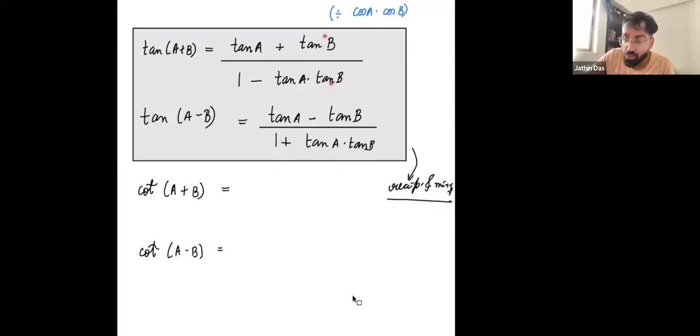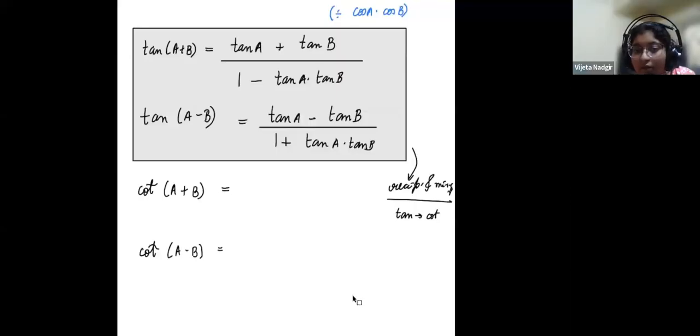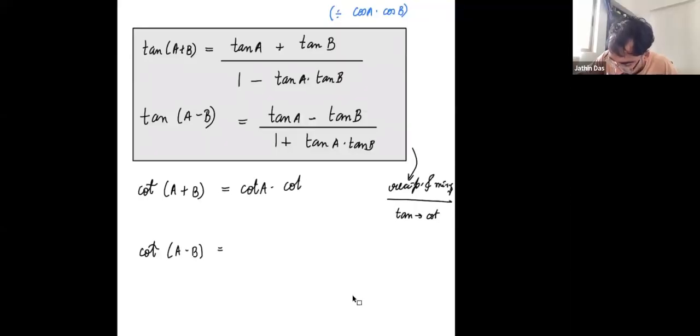So now the reciprocal comes on top, and all the tans will go into cot. Now what will be the mirror image of 1 minus cot A cot B? Flip it: cot A cot B minus 1 divided by the sum. The sum doesn't need a mirror image, because it is addition only; it doesn't matter whether you write cot A plus cot B or cot B plus cot A. So I'm writing it like this.